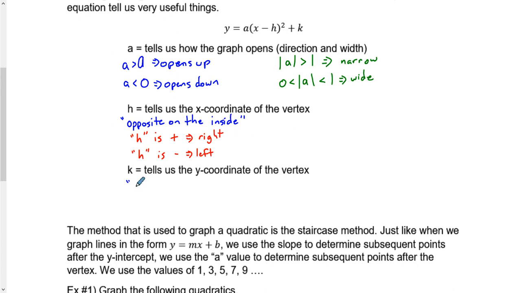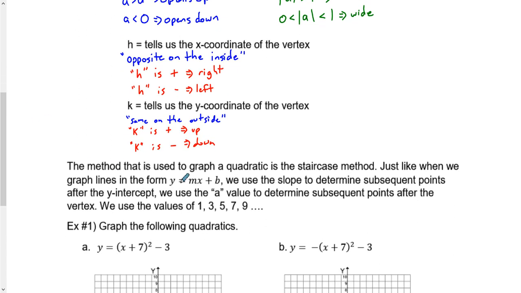The k value tells about the y value, the y-coordinate of the vertex. It's the same on the outside. So if the k value is positive, it means that things are going to be moving up. If the k value is negative, it goes down. Again, we'll come back to what this is all meaning. The method that is used to graph a quadratic is what's known as the staircase method.